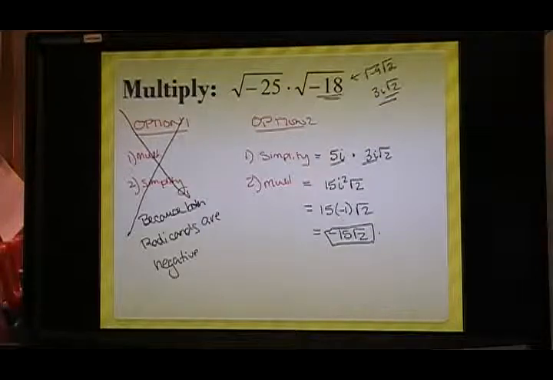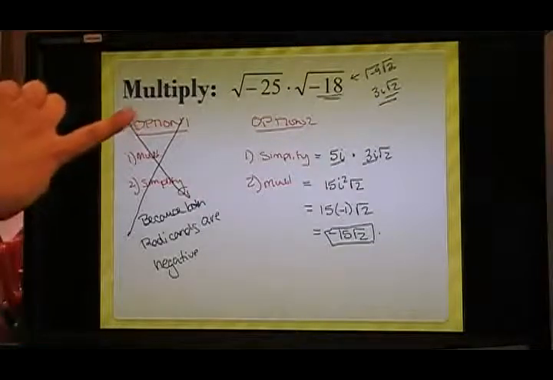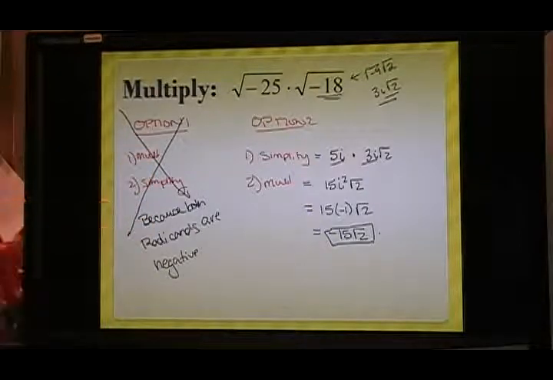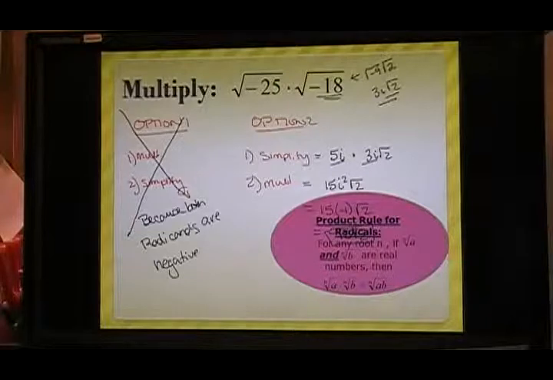Okay? If you would have tried to do it this way, using option 1, you would have ended up with an answer of positive 15 root 2 rather than a negative 15 root 2. Okay?